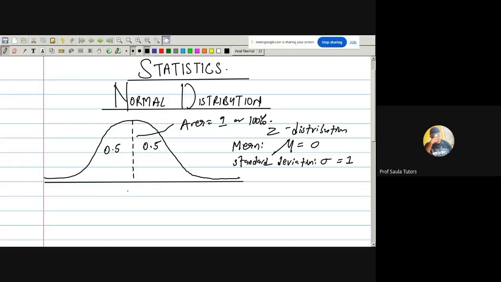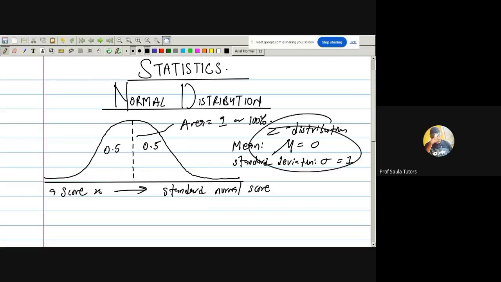Now, pay attention. One thing you really need to know when you are solving questions on normal distribution is that you should know how to convert a score into the standard form. If I give you any score X, how can you convert it to a standard normal score? You want to look at the formula for transforming. If you have a score X and you want to transform it to a standard normal score Z, how do you do that?